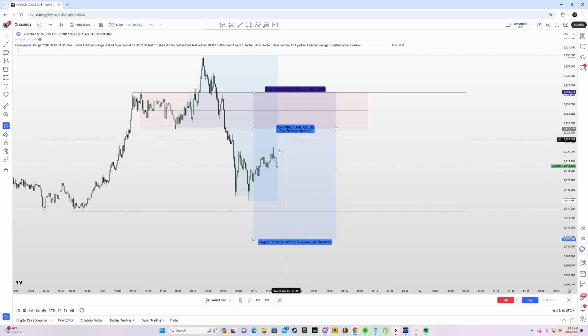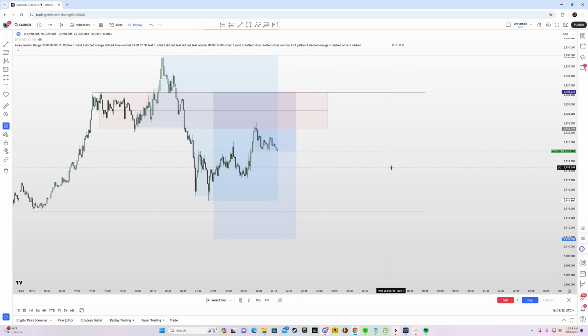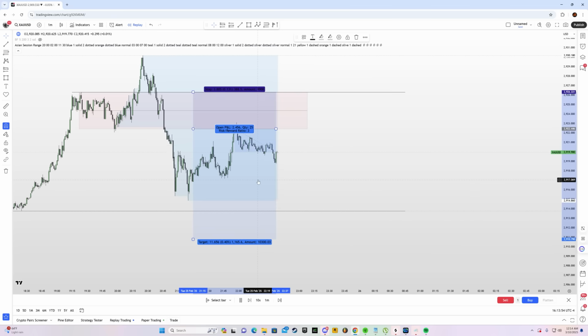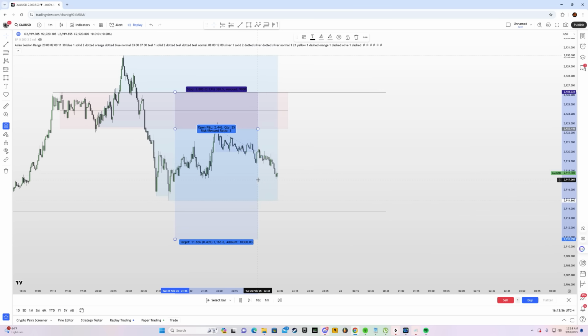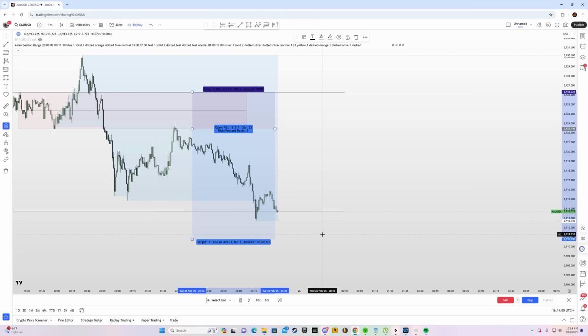So price moves around here, taps right into the breaker block, and now you're going to see how price moves toward TP. Okay. Keep watching.